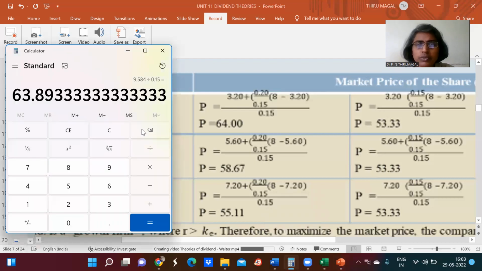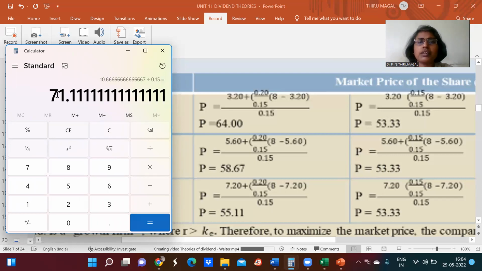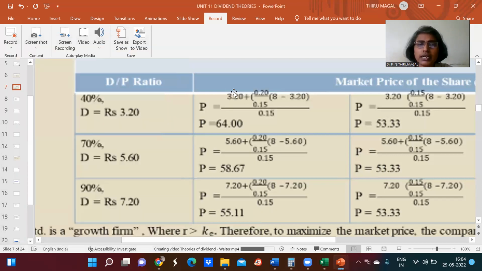If dividend is zero, then R by K, which means 0.2 divided by 0.15, you'll be getting 1.33. With that, you have to multiply 8 minus dividend, which is 0, so just multiply with 8. You'll be getting 10.667, the whole divided by 0.15, which means 71.11. When dividend is 0, the price of the share as far as X Limited is concerned is 71.11. So that is what is proved. Relevance theory is proved with this.